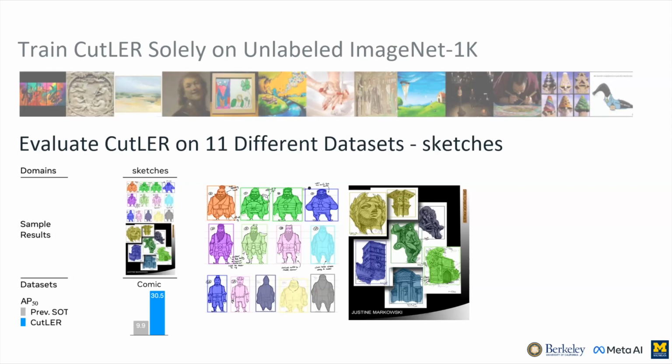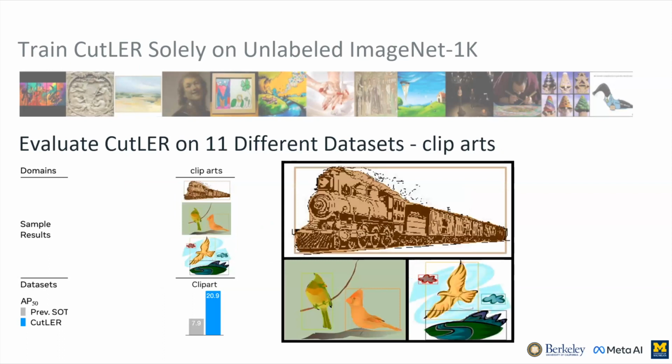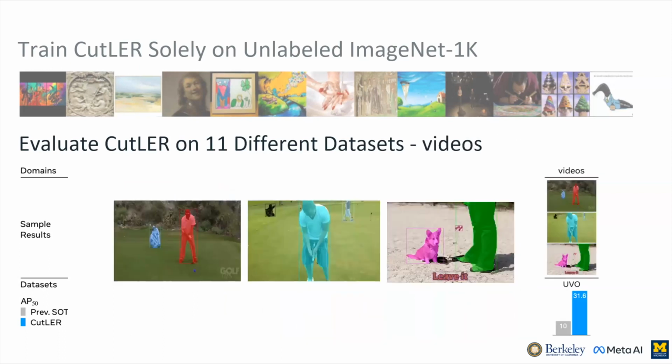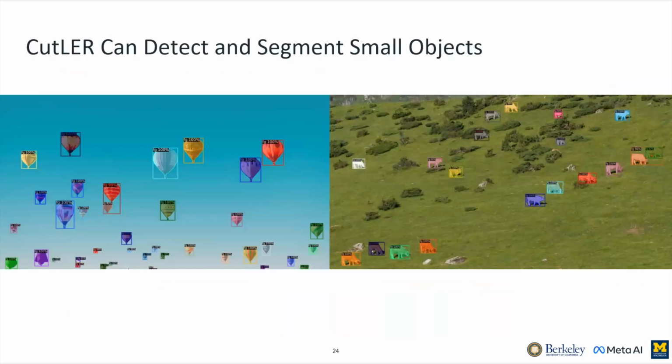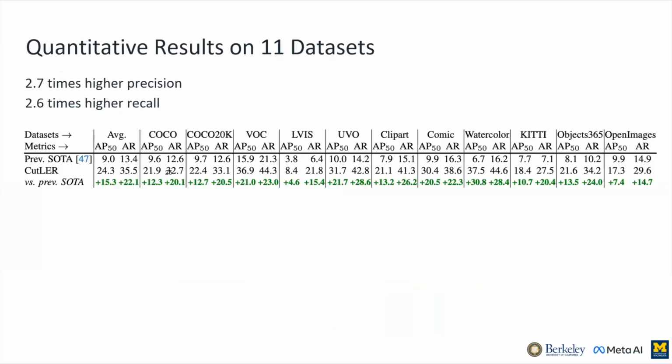Here are sketches. The segments look very good. Here are clip arts. Segments also are very, very good. Natural images, of course. Videos. We'll see more about videos in just a moment. Traffic images. These were still images extracted from videos. They weren't actually videos. And it works obviously on small objects as well.